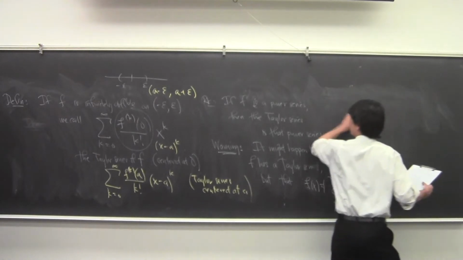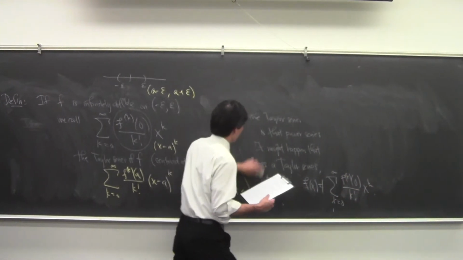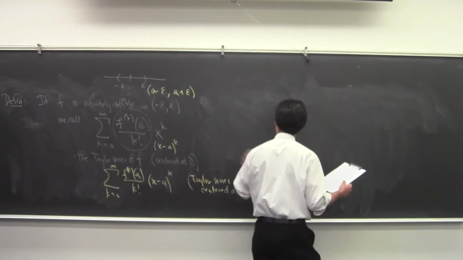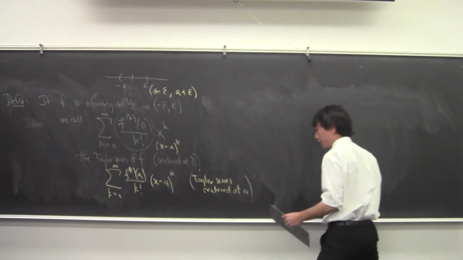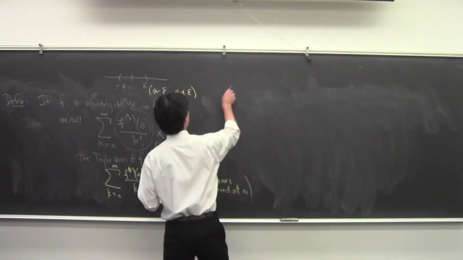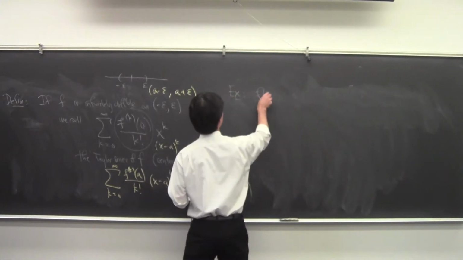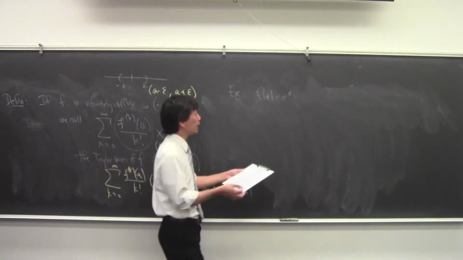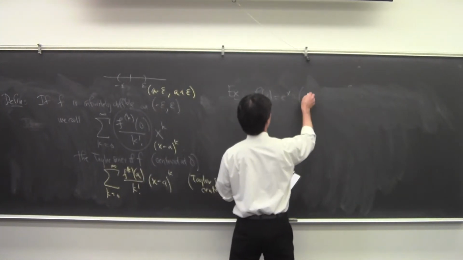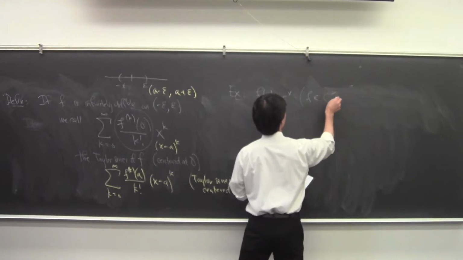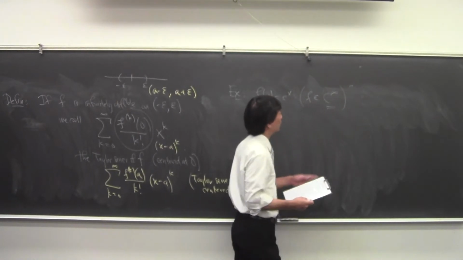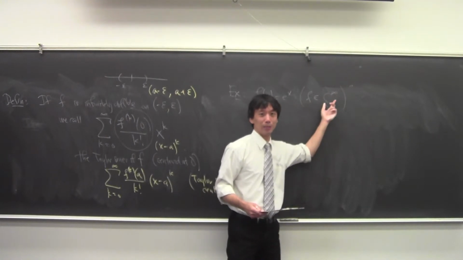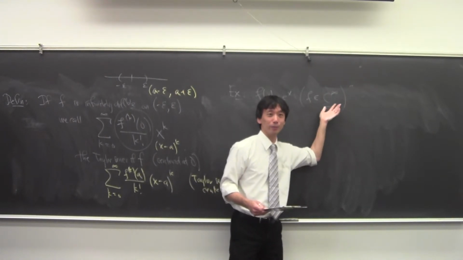Here, let me give some examples. Examples will bring it all down. So here's an example. Our function is e to the x. This is definitely infinitely differentiable. When you see something like this, C infinity, it means infinitely differentiable. C2 would mean twice differentiable.